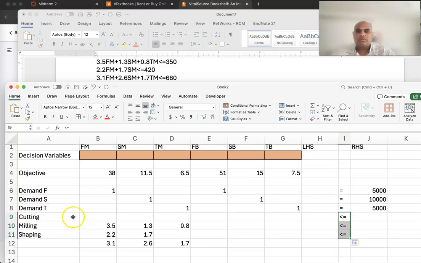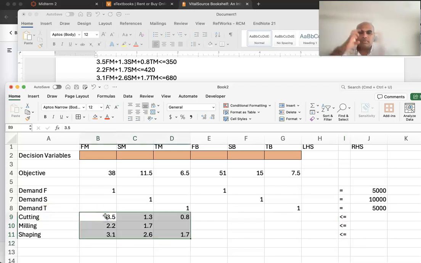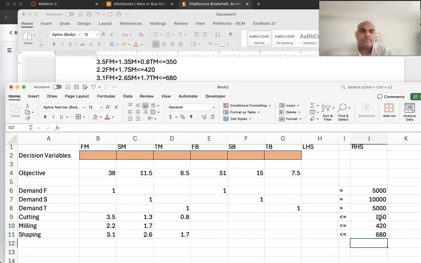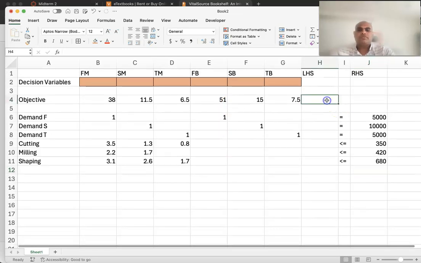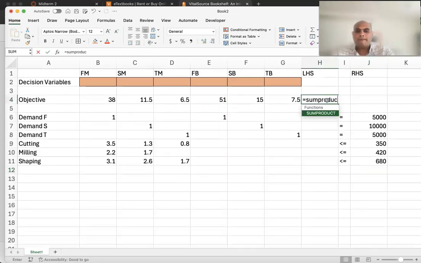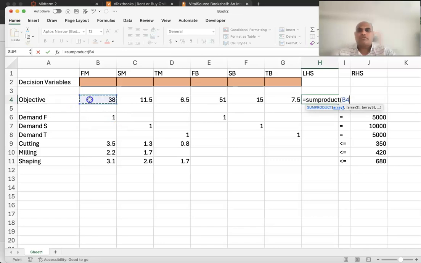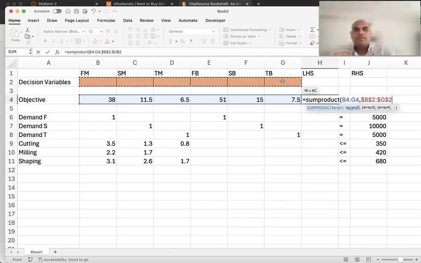Wait. Oh yeah, I messed up. Cutting and shaping, and this is 350 hours, 420 hours, and 680 hours. All right. Now I am all set up. Now let's write the sum product formula of the coefficients and the decision variables. So the decision variables obviously are going to be absolute references.